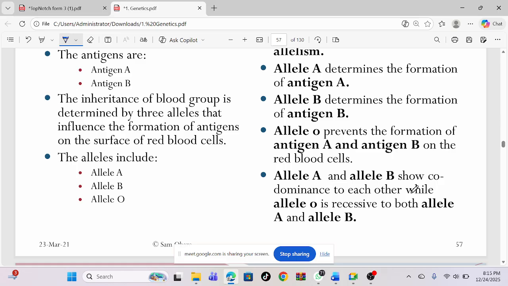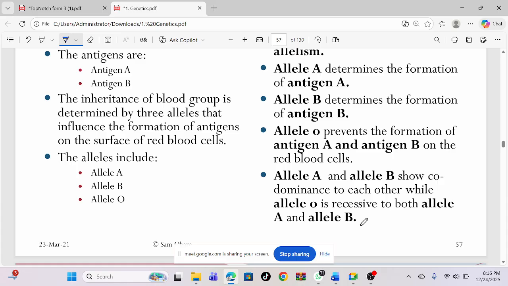So allele A and allele B show codominance to each other, while allele O is recessive to both allele A and allele B. So allele A and allele B, they show codominance. Codominance tumesema nini? Codominance ni they are present, and all of them they express themselves. Hakuna moja inafichwa. Lakini allele O inafichwa.